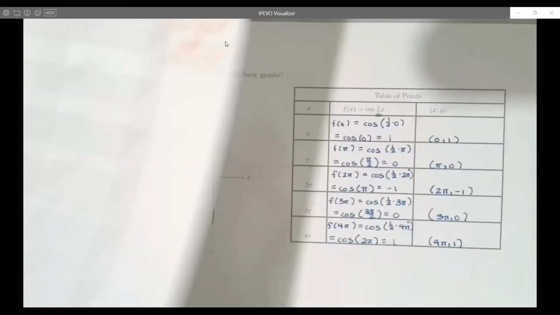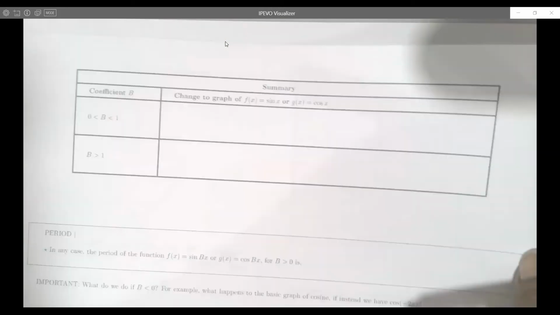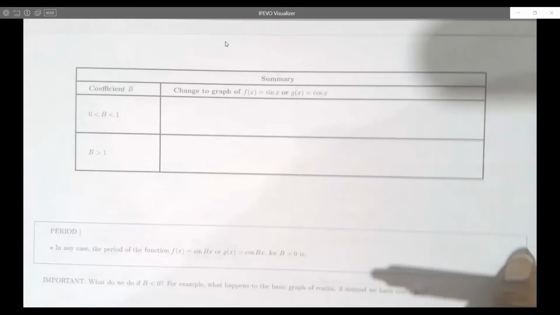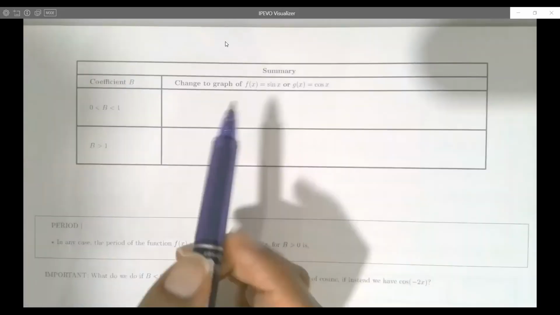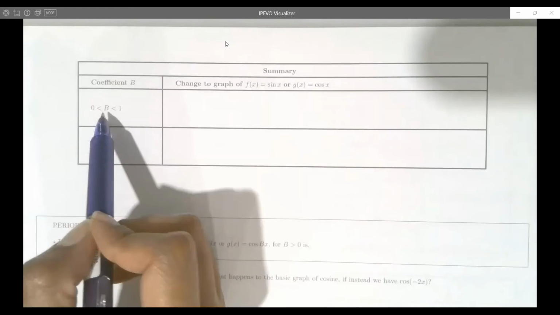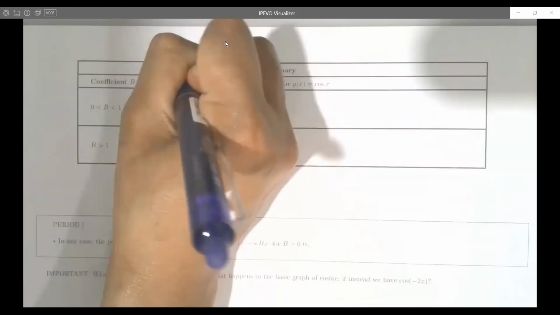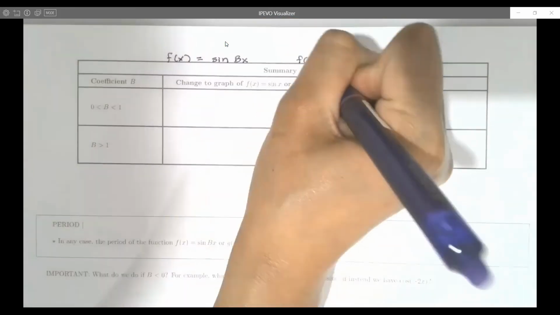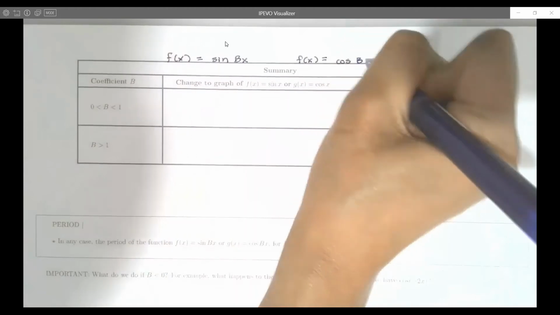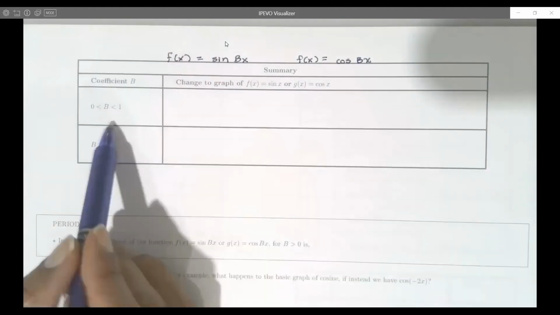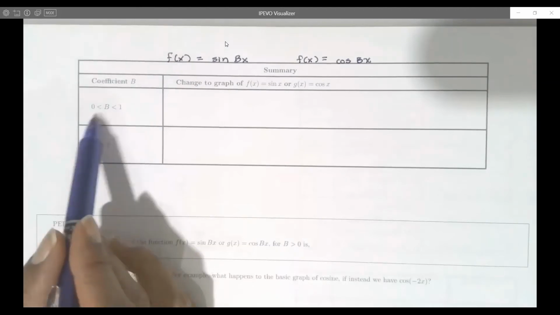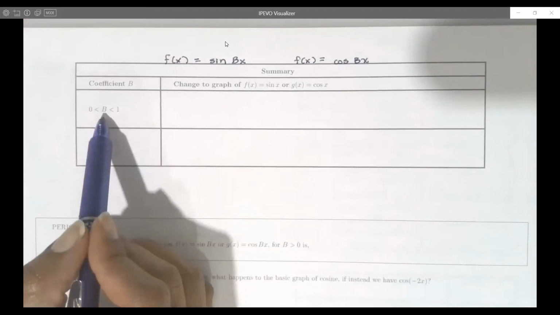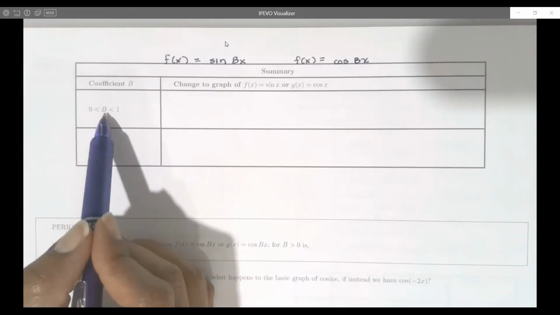All right, so let's go ahead and summarize what we know on this next page, page 14. If we have a coefficient b, what we're thinking about in general is f of x equal to sine of b times x, or f of x equal to cosine of b times x, and b is between 0 and 1. Remember, this is telling you how many cycles are completed in 2 pi radians. So if that number is less than 1, what does that mean about the period?